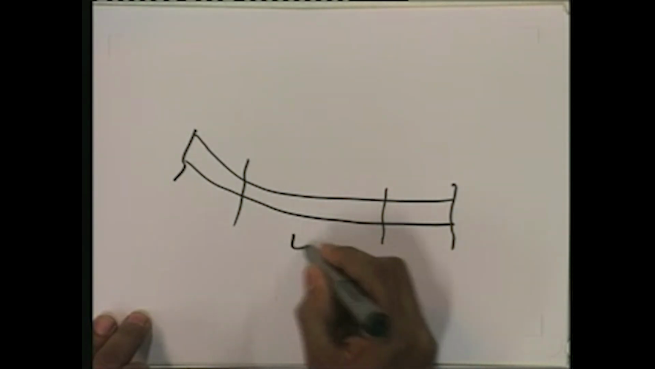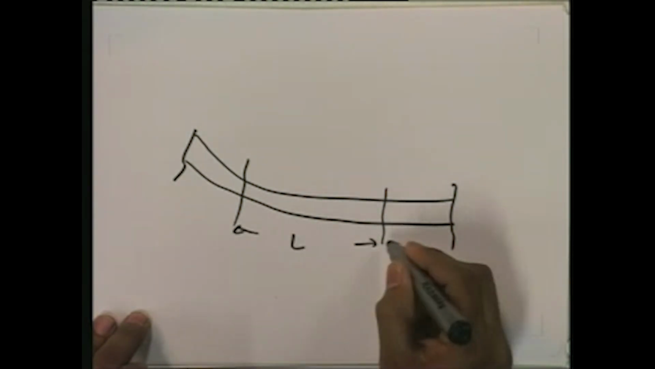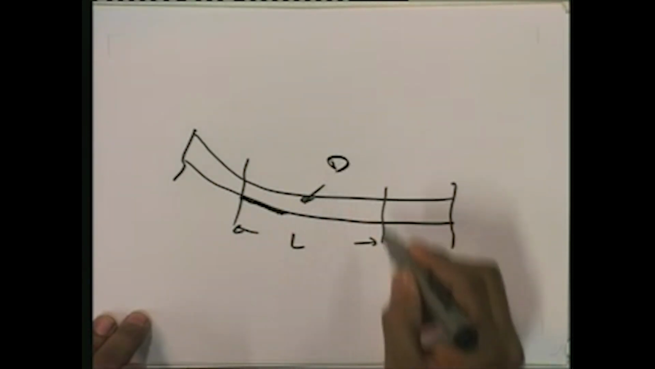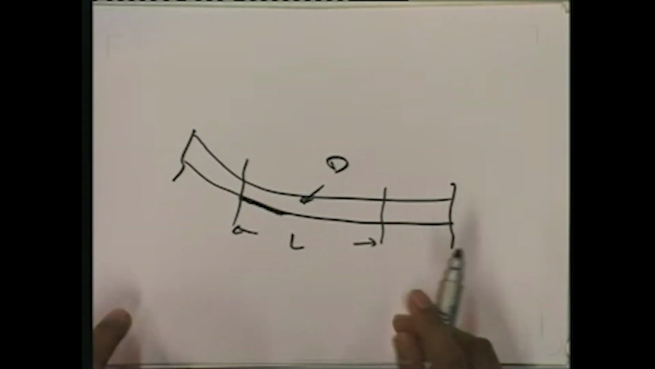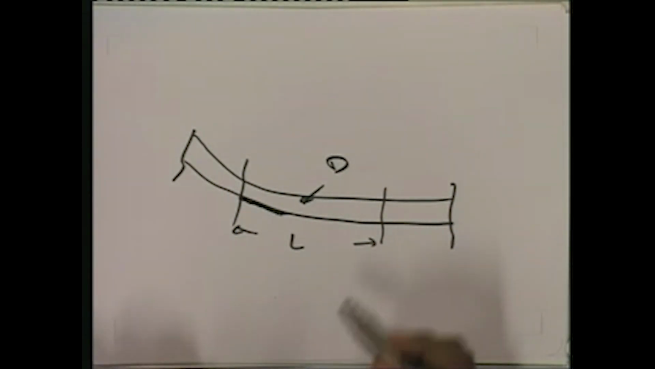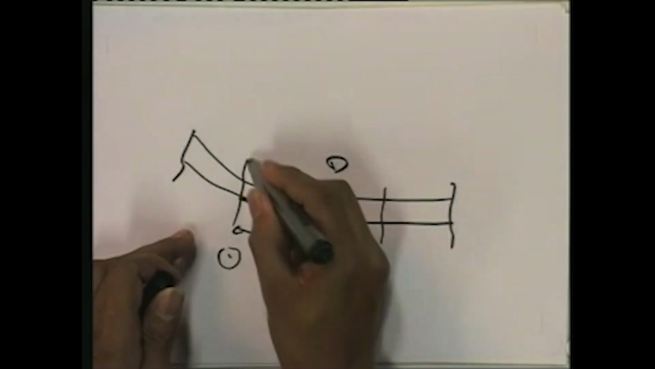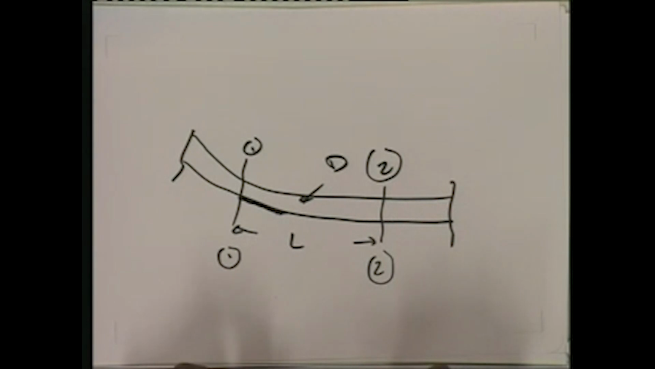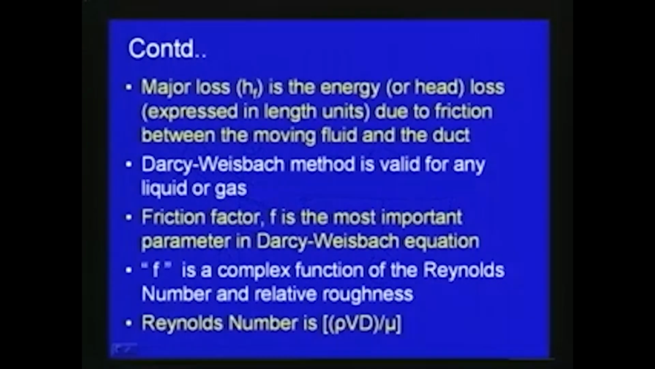So, here the head loss between, say, if d is the diameter of the pipe and L is the length between these sections. By considering this, you can see the head loss between, say, section 1-1 and 2-2. Here the friction factor is the most important parameter, and we get the energy loss due to the friction between the moving fluid and the duct, in terms of length.